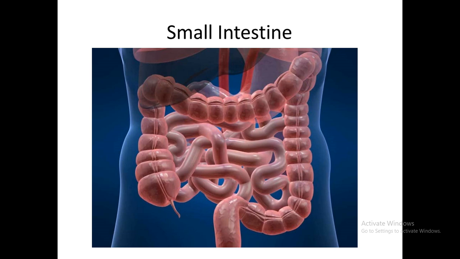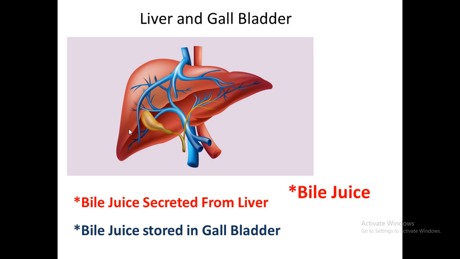If the food that reaches the small intestine is acidic, the enzymes secreted in the small intestine will not be able to work here. So the food needs to be converted to alkaline or basic form. Who will do that? We have a special organ in our body known as the liver, and the liver secretes one very special juice known as bile juice, which is stored in the gallbladder. Remember this: bile juice is secreted from the liver and stored in the gallbladder. It is not secreted from the gallbladder.